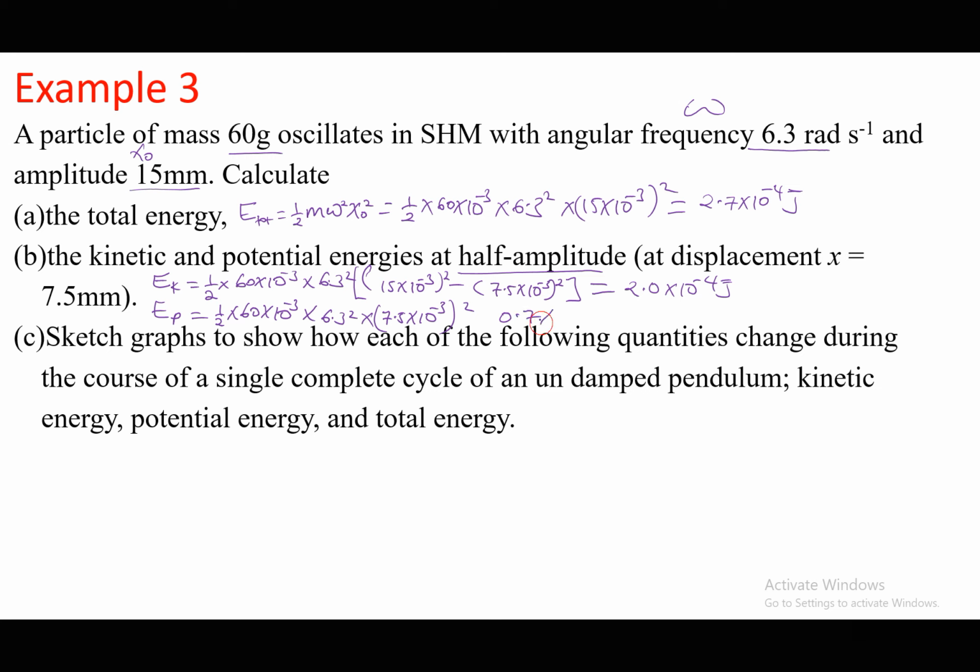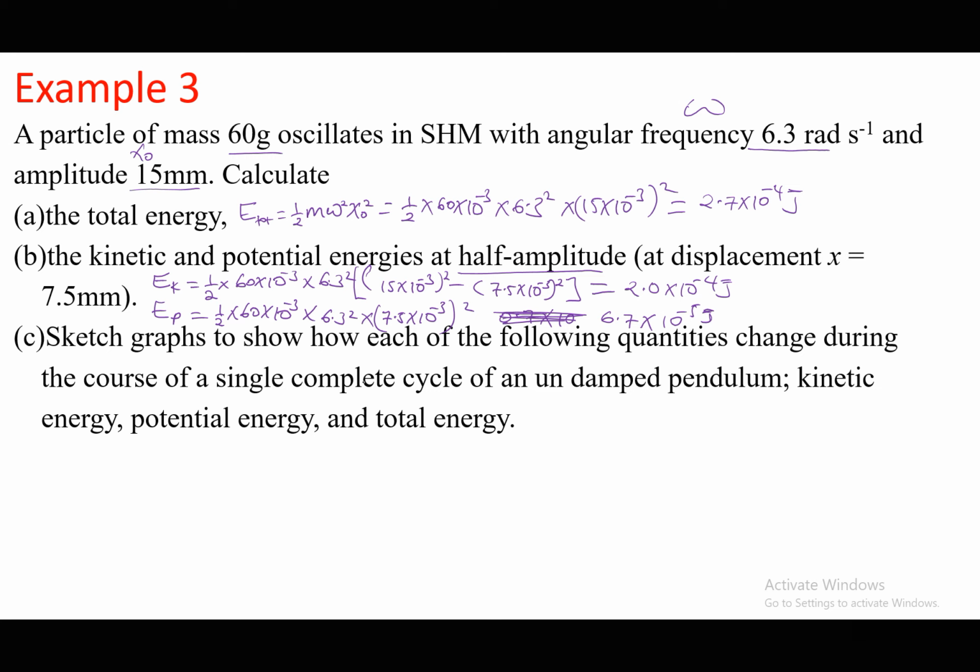0.7 times 10 to the power of, let me see, 1, 2, 3, 4, 5. Okay, I want to write more significant figures, so let me write 6.7 times 10 to the power of 1, 2, 3, 4, 5. That's 10 to the power of minus 5 joules. So if I had written more significant figures, of course, the sum would be the same.